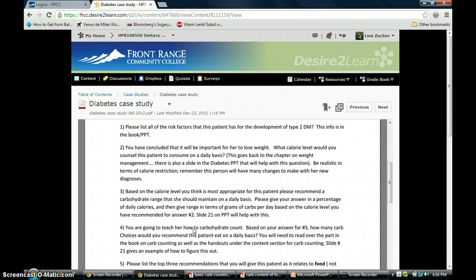How many carb choices would you recommend to this patient based on the grams of carbs that you have recommended overall for the day? Please read over there's a slide on the PowerPoint how to figure this out. Some of the handouts absolutely go into how you figure out how many carb choices per day this person should have, okay? It's pretty straightforward. You're just going to need to read the information.